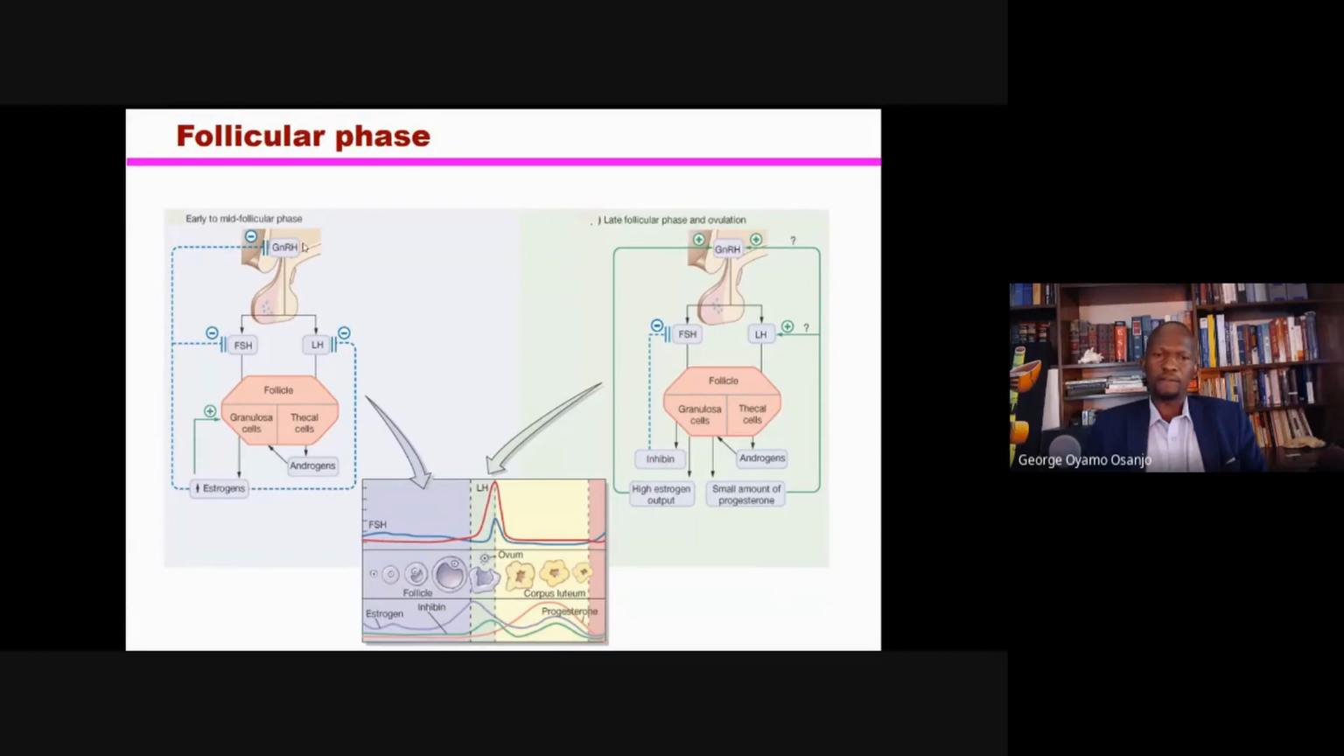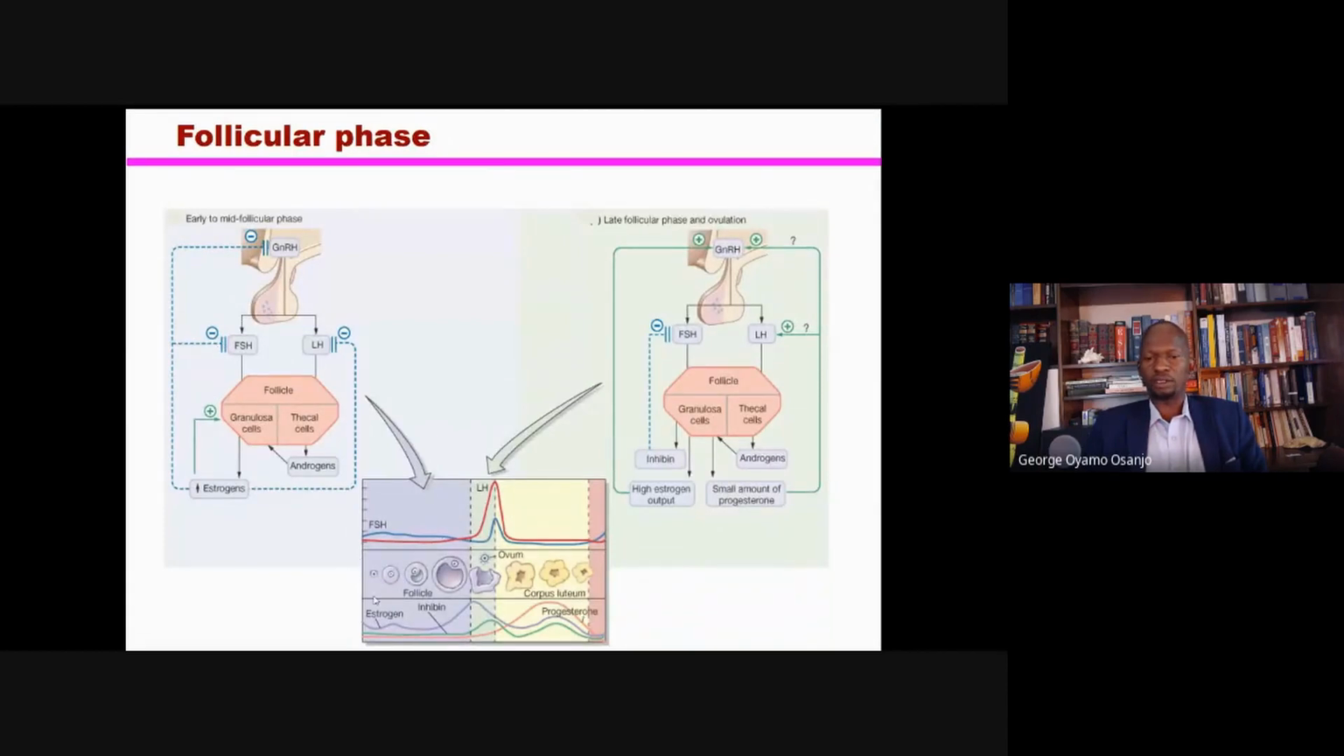That is, the hypothalamus produces gonadotropin releasing hormone, which then acts on the anterior pituitary to produce FSH and LH, which then eventually also act on the ovary to increase the secretion of estrogens. Then the high levels of estrogen suppress both the anterior pituitary as well as the hypothalamus, so that you have a negative feedback mechanism.